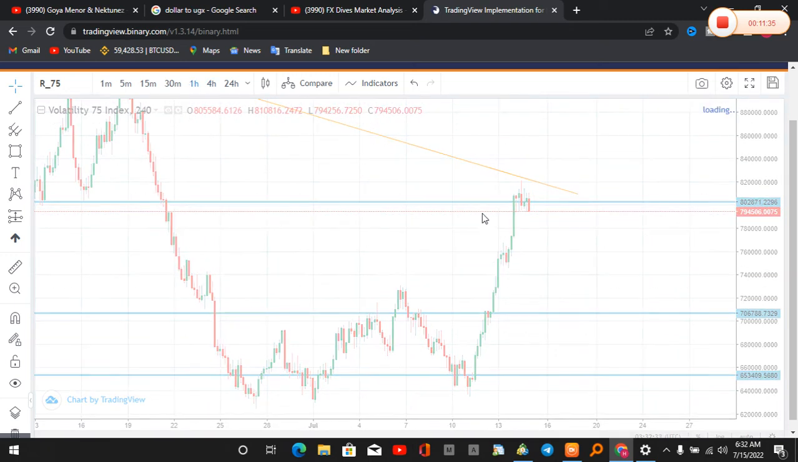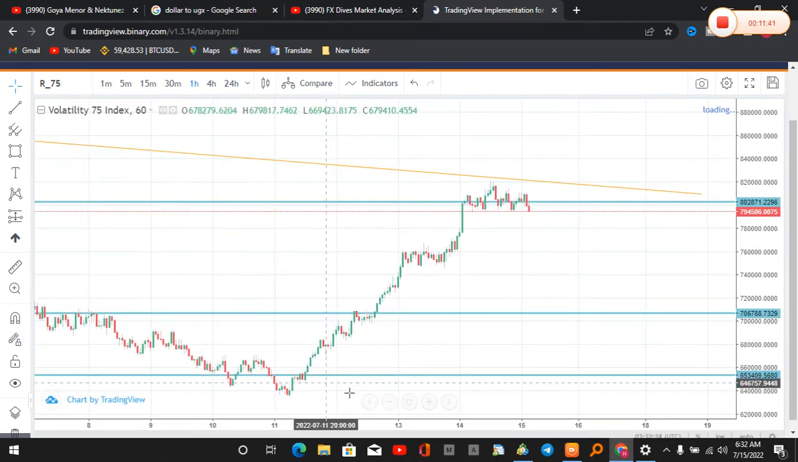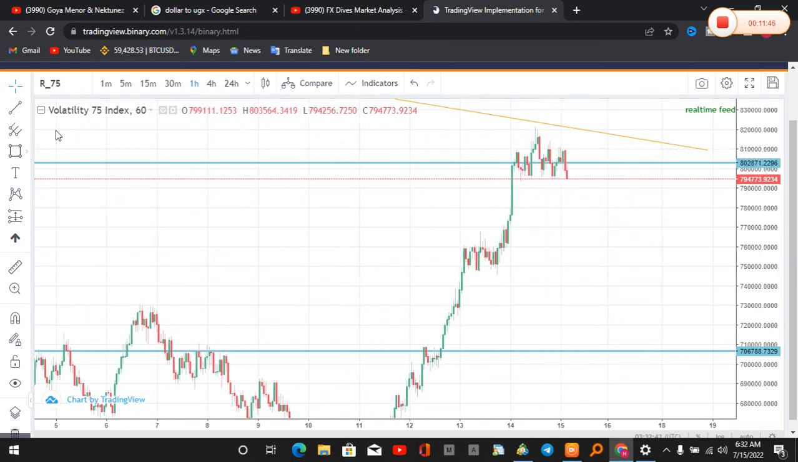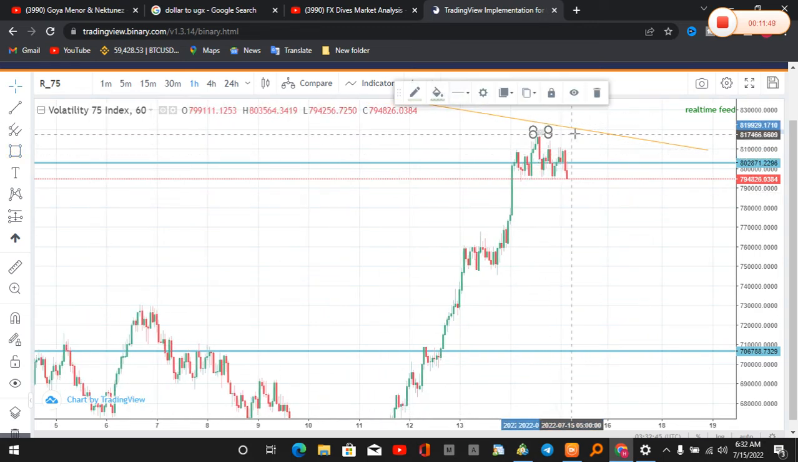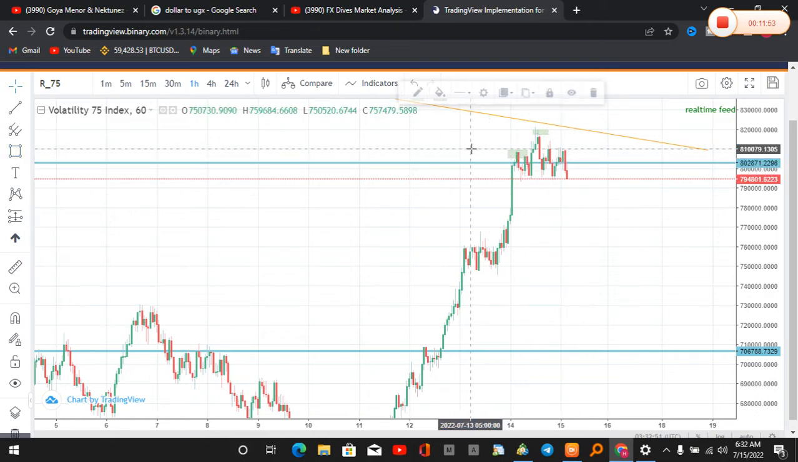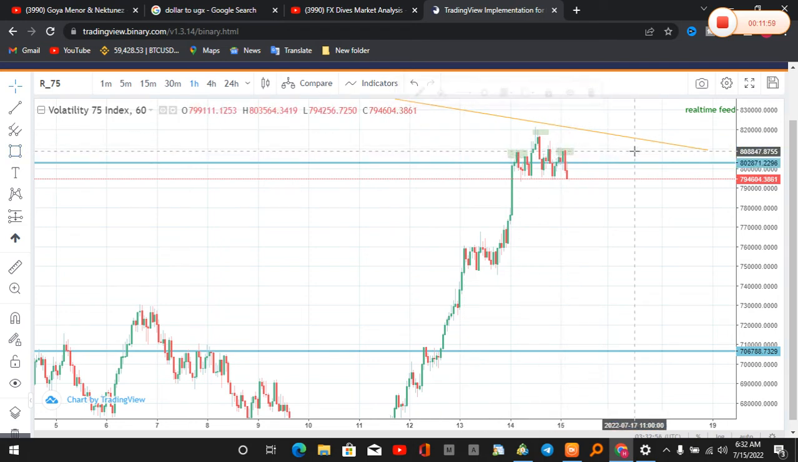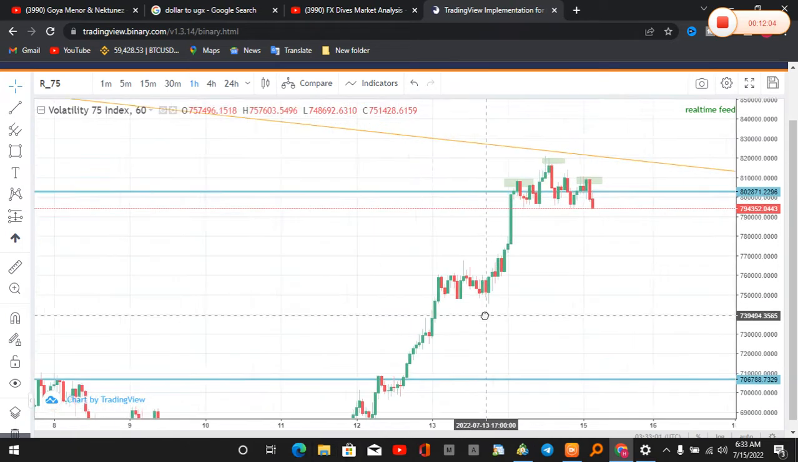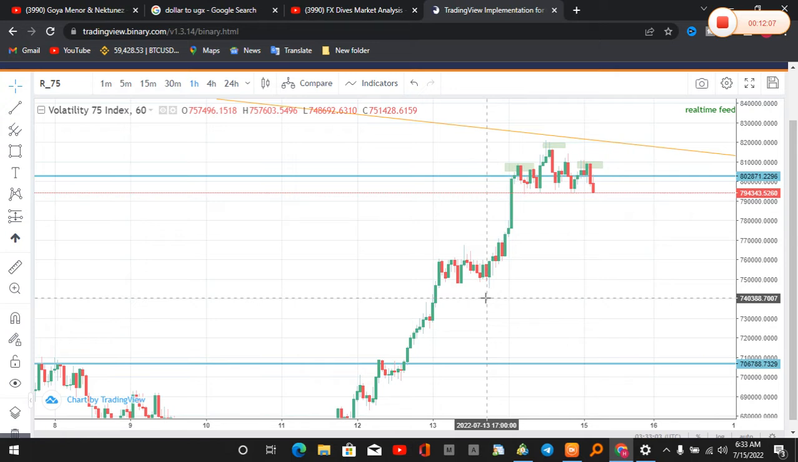Now when you jump into the hourly time frame, you can see that we have a head and shoulders pattern. So this is our head, this is our left shoulder, and this is our right shoulder. So remember, double tops, head and shoulders pattern, these patterns, they are reversal patterns.